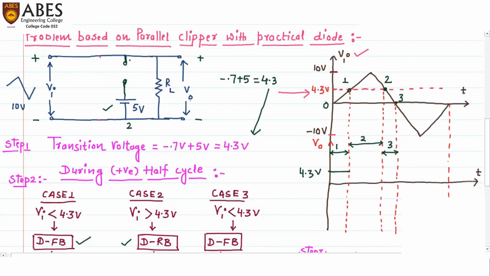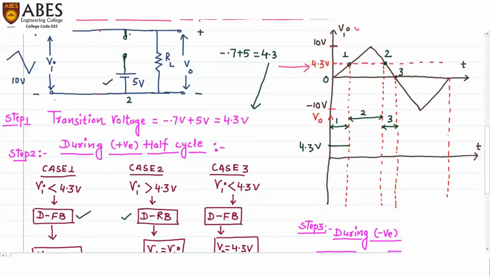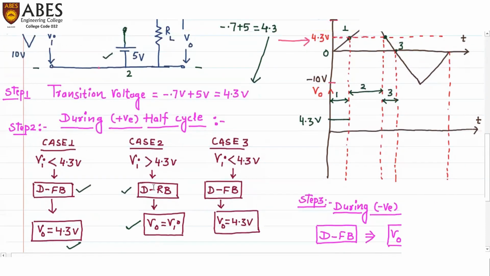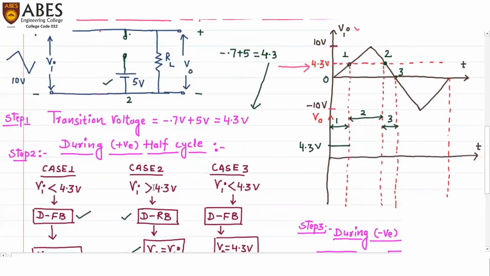So in this case, V0 will be equal to Vi. The same I have written in case number 2. V0 is equal to Vi. So whatever the input voltage is during case number 2, the same will be the output voltage, both in shape and magnitude. So in case number 2, V0 will be equal to Vi.